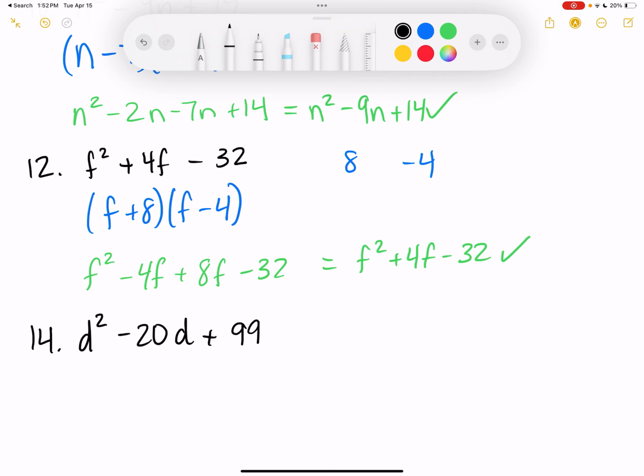So I need two numbers that when I multiply together give me a positive 99, but when I add them together give me a negative 20. So 9 and 11 I know will add up to give me 20, right? But I also know that I need to be negative. The only way for that to happen is if both of these numbers are negative, because negative times negative is positive, and negative plus a negative is going to keep it negative, and so this is going to end up being D minus 9 and D minus 11.